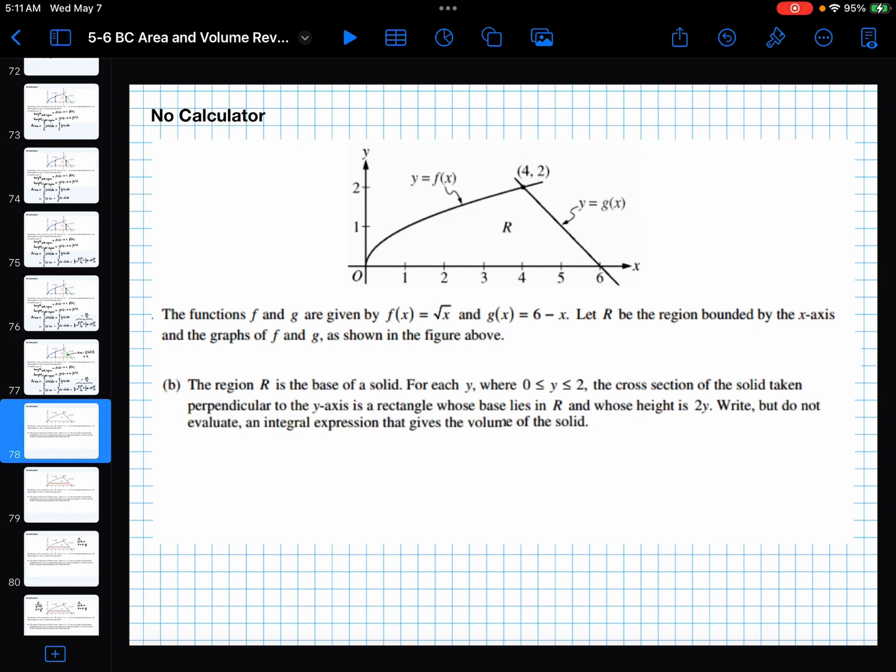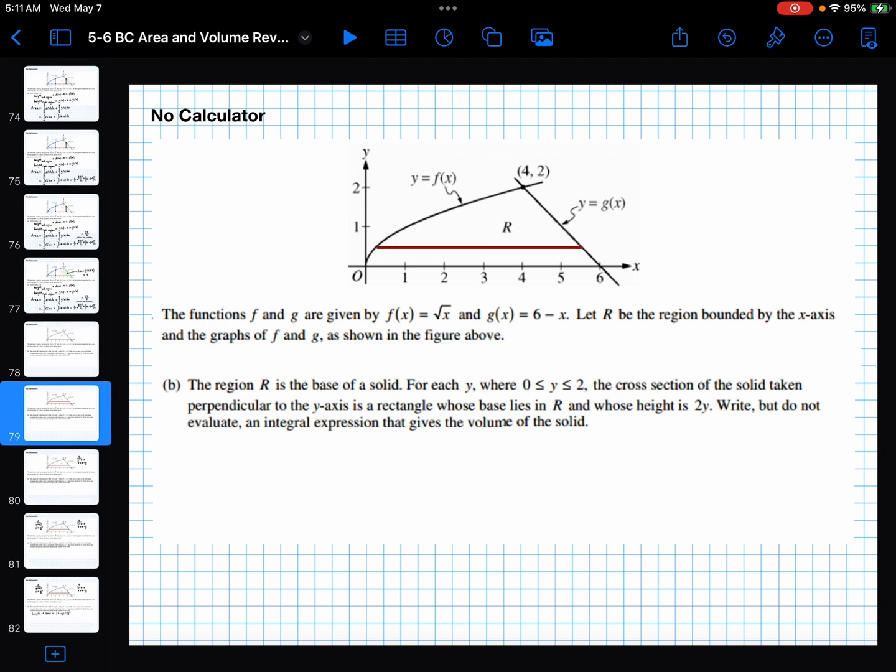Part B, again, there's a pattern with these types of questions. Now they switch from area to a volume component, and this time they want cross sections. So they want the cross sections taken perpendicular to the y-axis. So we're going to draw our slice horizontally across the region. That's going to be the base of the rectangle, and they give us the height. They tell us the height is 2y. So there's our slice perpendicular to the y-axis.